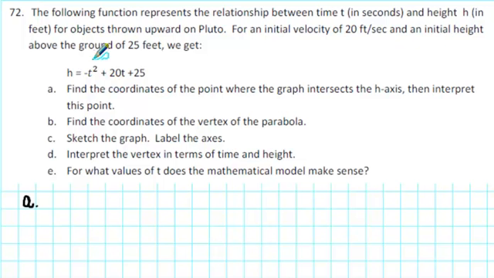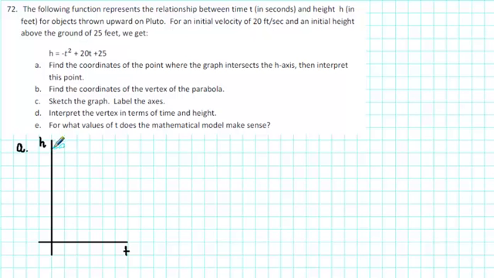First of all, notice that in our equation h is the dependent variable and t is the independent variable. So if we sketch a graph of this function, the h-axis will be the vertical axis and the t-axis will be the horizontal axis. Any point along the h-axis has a t value of 0.